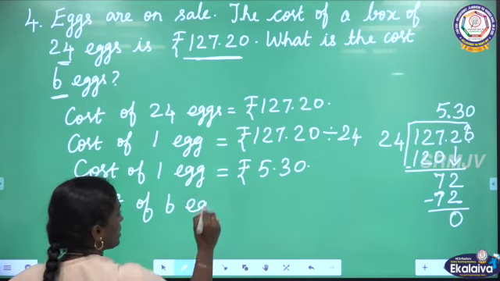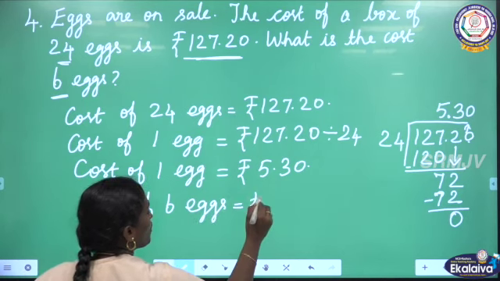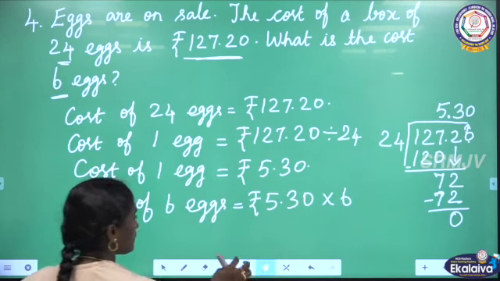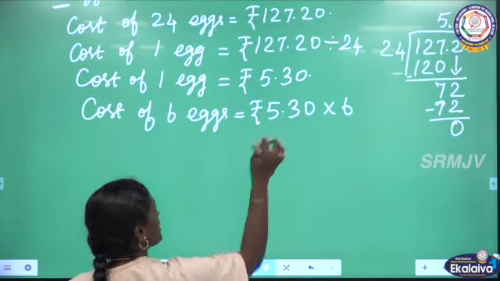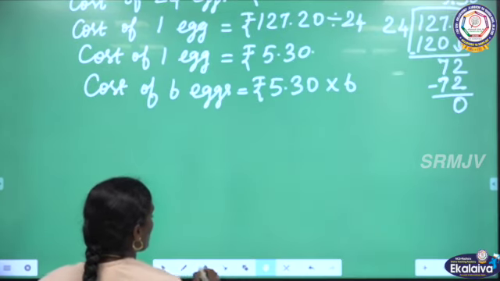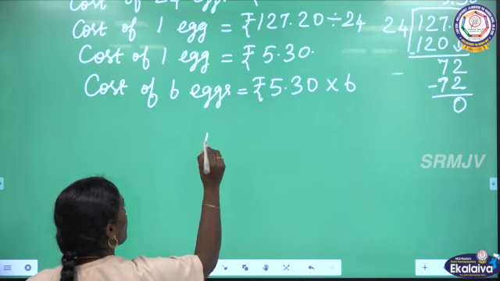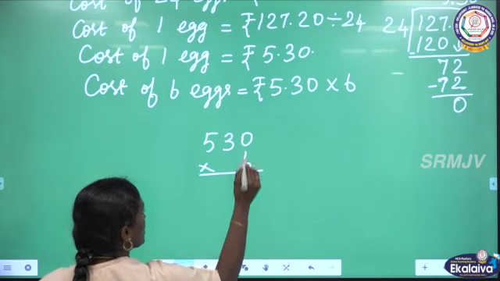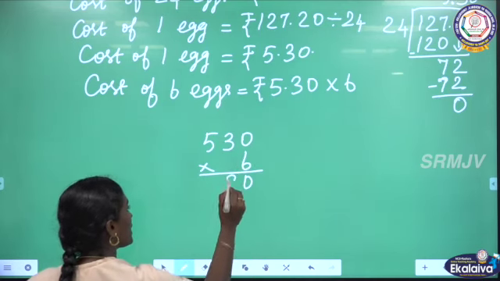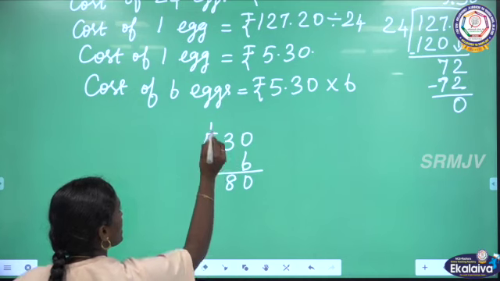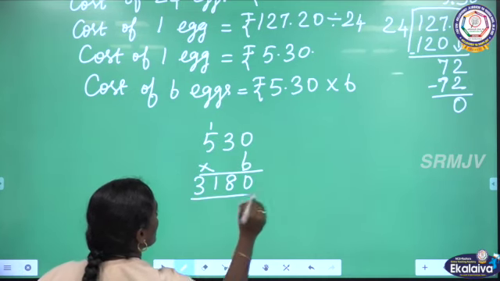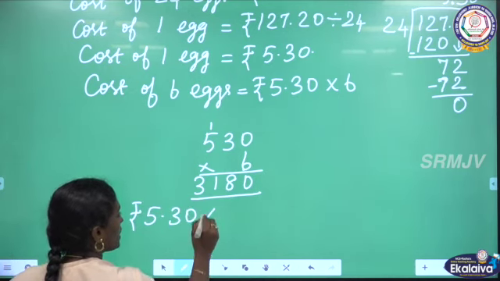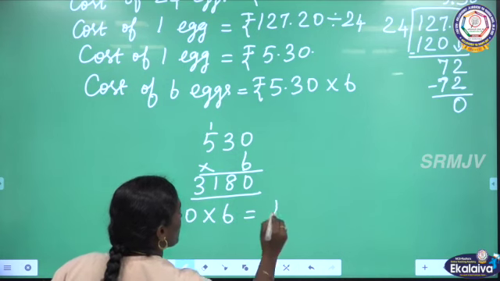From this we are going to find the cost of 6 eggs by using multiplication. Cost of 6 eggs is equal to rupees 5.30 into 6. Now we are going to multiply a decimal number and the whole number. So first we have to take the decimal number as a whole number. 530 into 6. 6 into 0, 0. 6 into 3, 18. 8 here, 1 carry over. 6 5s are 30. 30 plus 1, 31. Now I am going to write the answer for 5.30 into 6.